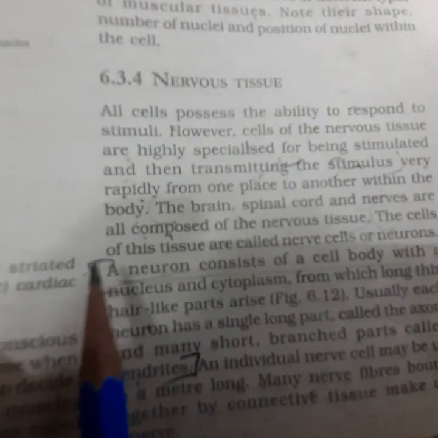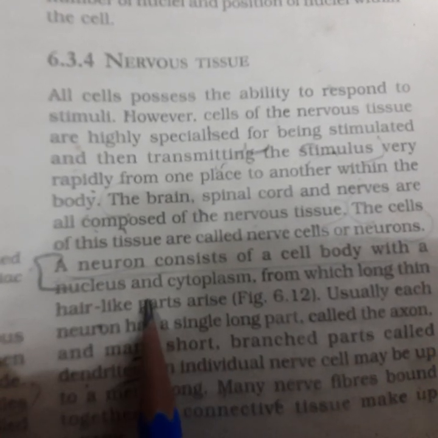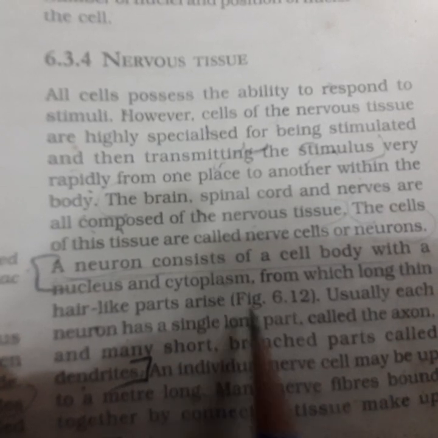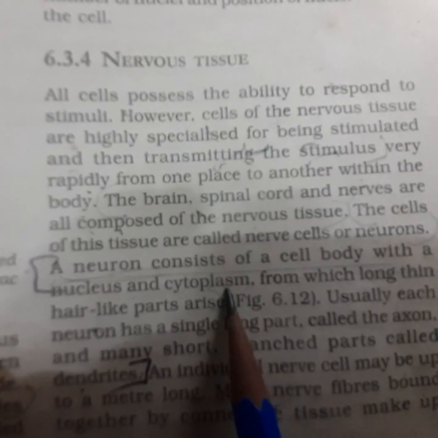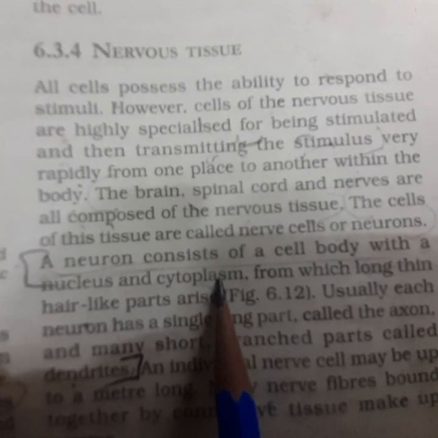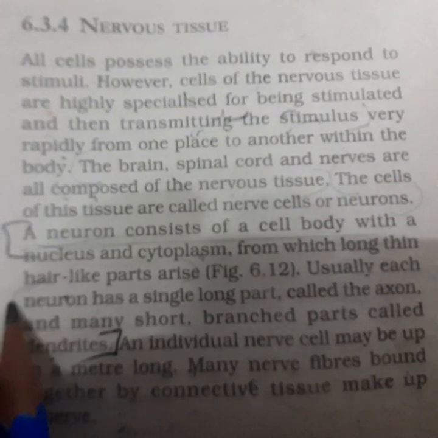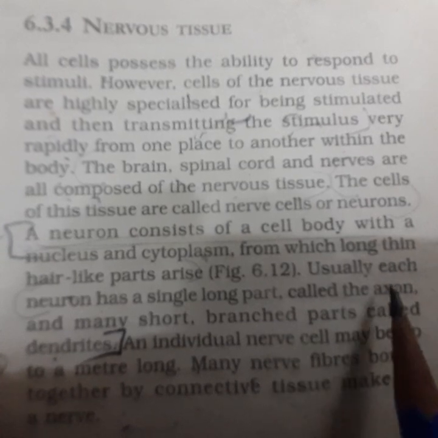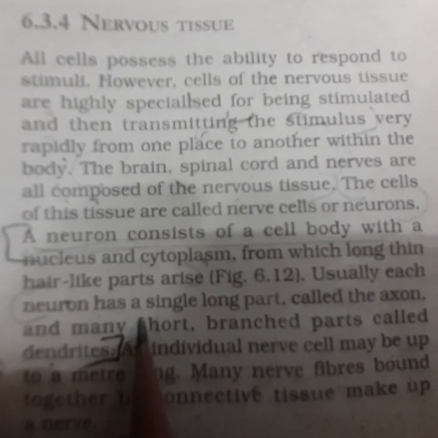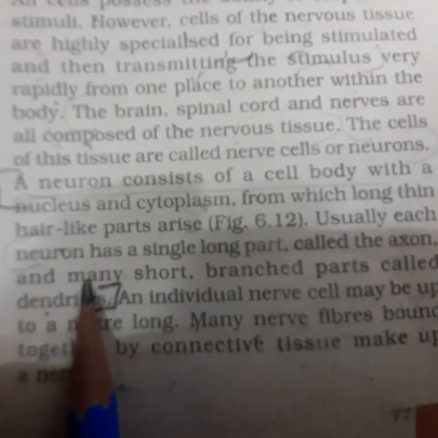Then coming to this part: a neuron consists of a cell body from which hair-like parts arise. These are called dendrites; add the word dendrites over here. This is point one. Then each neuron has a single long part called the axon and many short branches called dendrites. This is point two. This is the structure of a neuron.